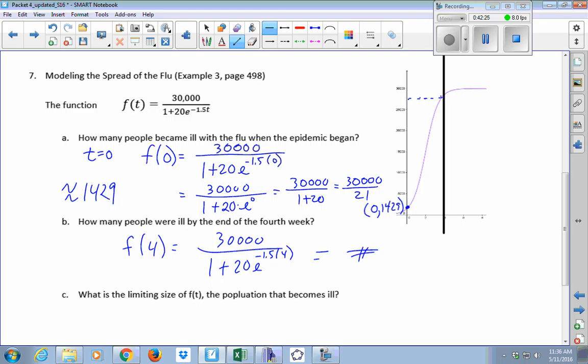Okay. Here's a nice question of the hour. What is the limiting size of the population that's going to become ill? What's the most number of people that can become ill? 30 grand, it's right here. This is your carrying capacity, which is 30,000. And if you didn't even have the formula available to you, and you just had your graph, you'd be looking at this value right here for your horizontal asymptote, which is 30,000 people. Okay.